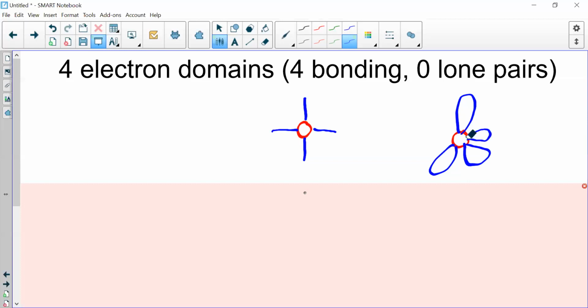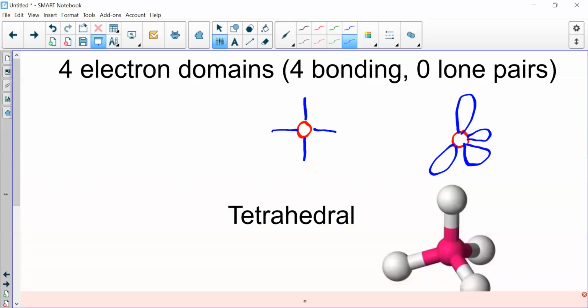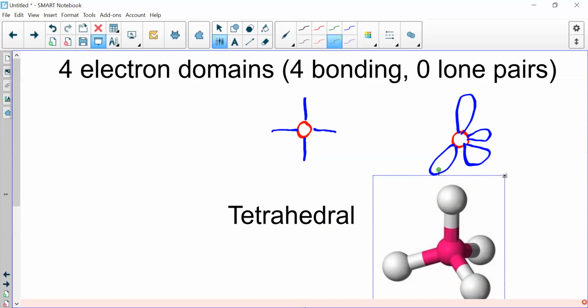Now, my artistic drawing is terrible, so I will defer to a Google image I found. And we call this shape tetrahedral. See how it's like a 3-dimensional shape? You get a better bond angle, a higher bond angle. What would this angle be? Well, that would be 90, right? 90 degrees, 90, 90, 90, 90.